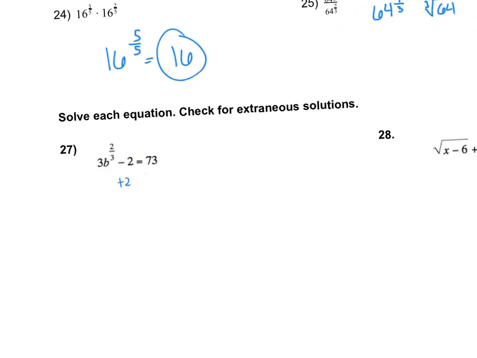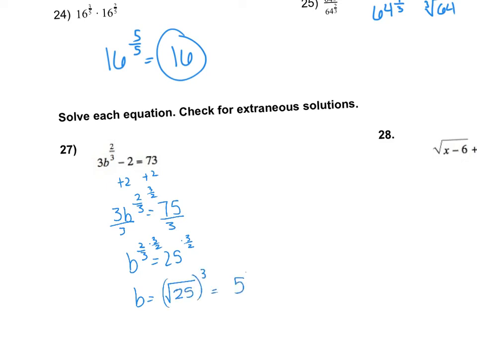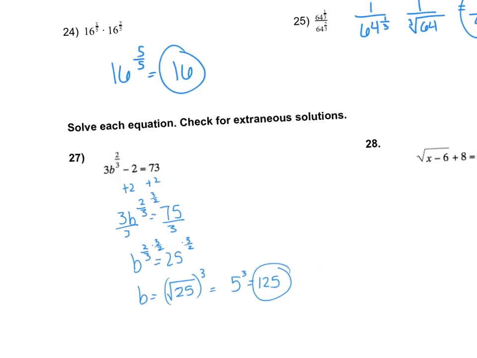Alright, so we're going to add 2. 3b to the 2/3 equals 75. Multiply by the reciprocal. I lied, not yet. Divide by 3. B to the 2/3 equals 25. So b equals the square root of 25 to the 3rd power, which is 5 to the 3rd power, which is 125. That works.